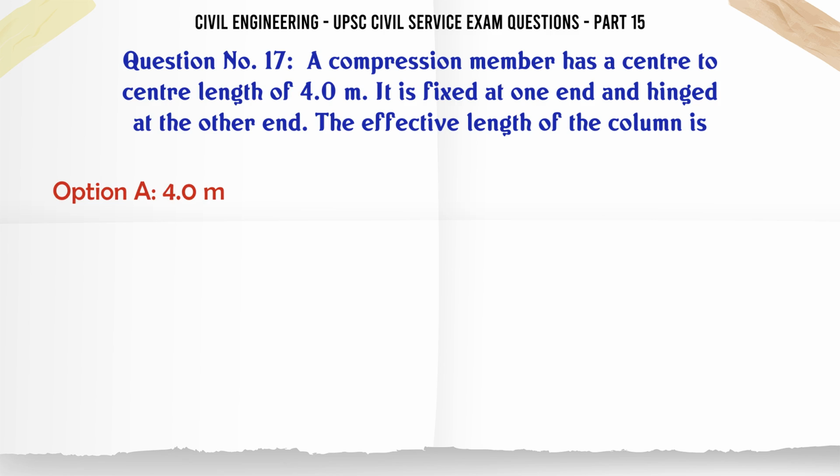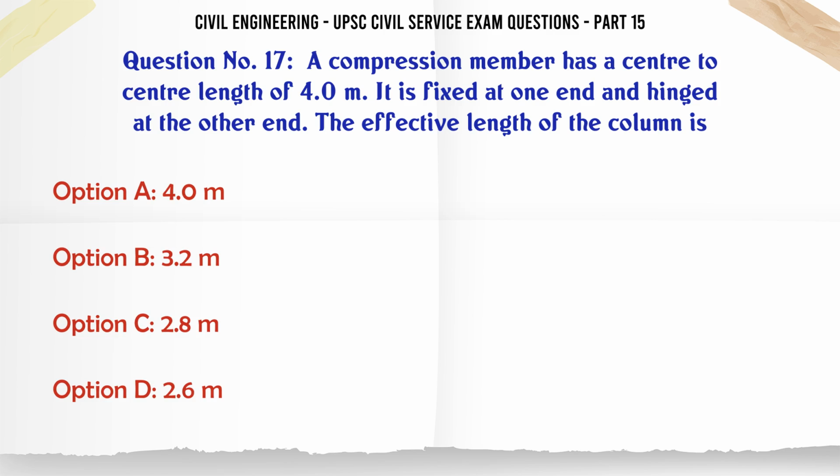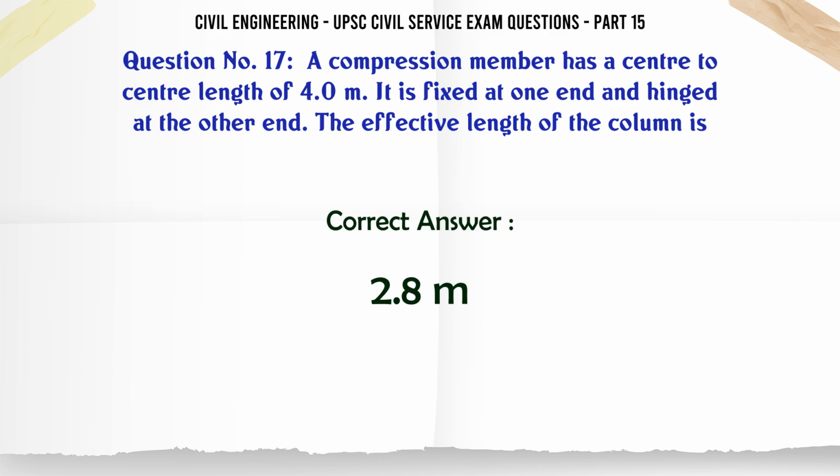A compression member has a center-to-center length of 4.0 m. It is fixed at one end and hinged at the other end. The effective length of the column is: A. 4.0 m, B. 3.2 m, C. 2.8 m, D. 2.6 m. The correct answer is 2.8 m.